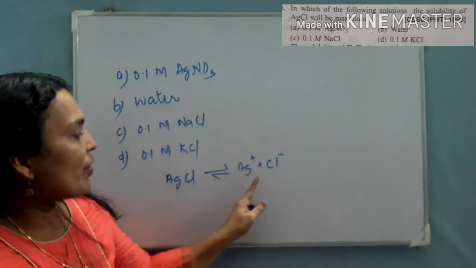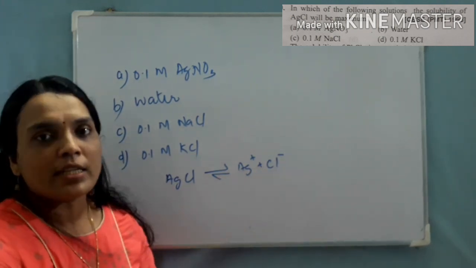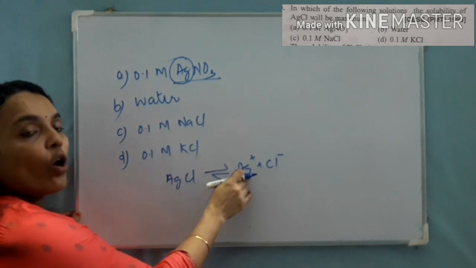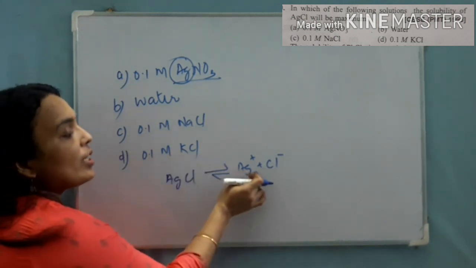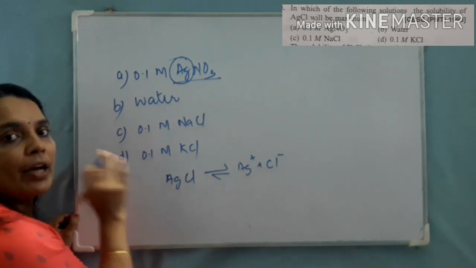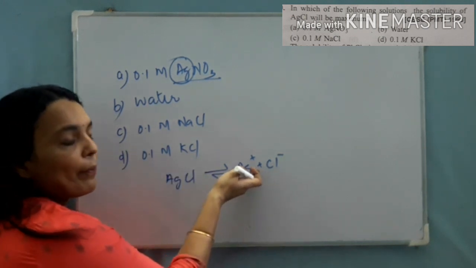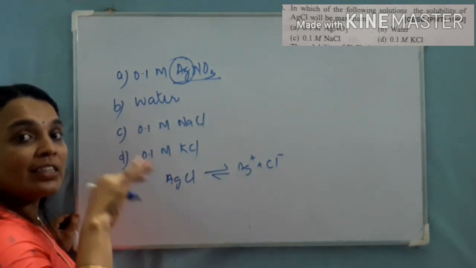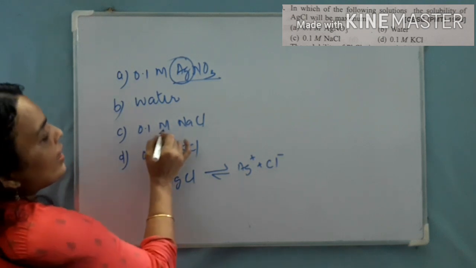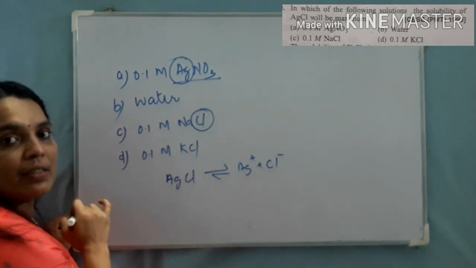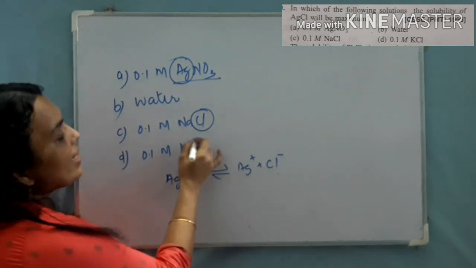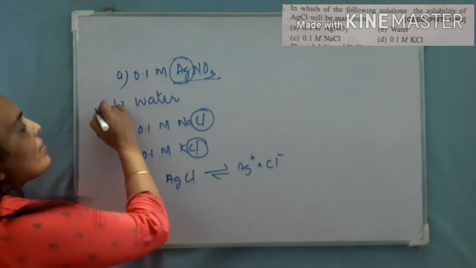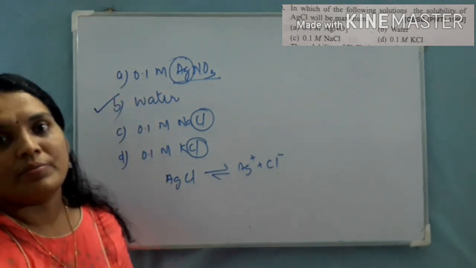So look here, in the case of AgCl, Ag plus and Cl minus ions are there. If we add AgNO3 solution, Ag plus ions are present. So it is a common ion, common to AgCl. That is why it will suppress the dissociation, and the system will move in the backward direction, so dissolution decreases. And in the case of NaCl, Cl minus ion is present. That is again a common ion. KCl is a strong electrolyte having Cl minus ion. Again it is a common ion. So maximum dissolution is in water.